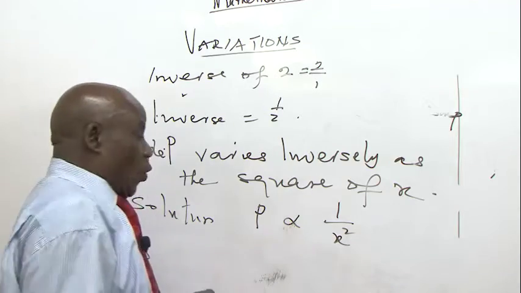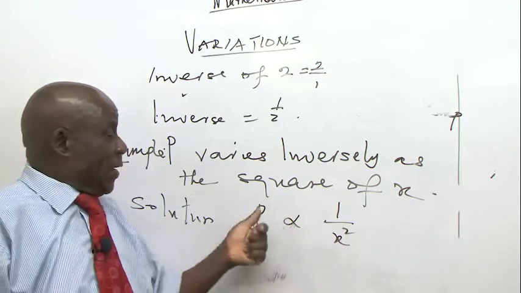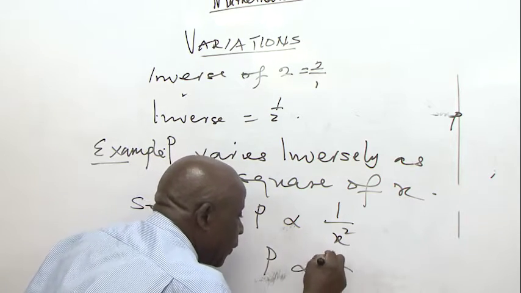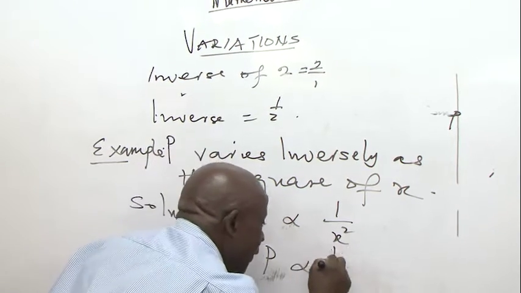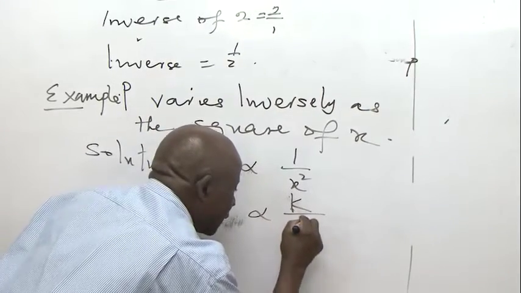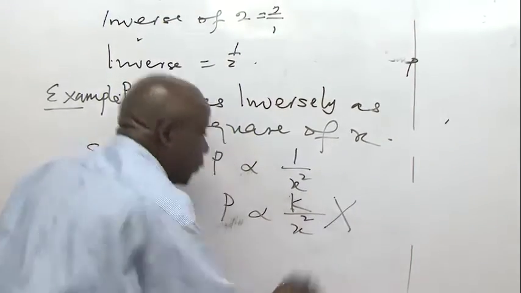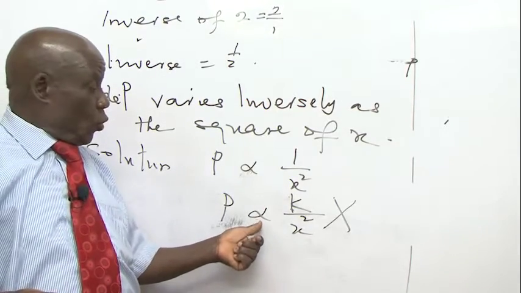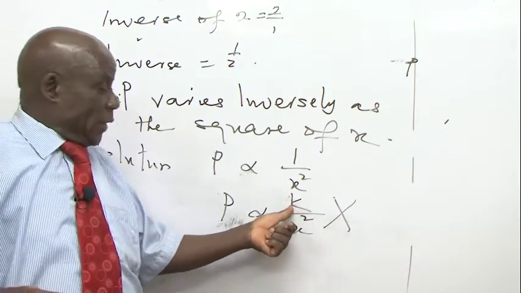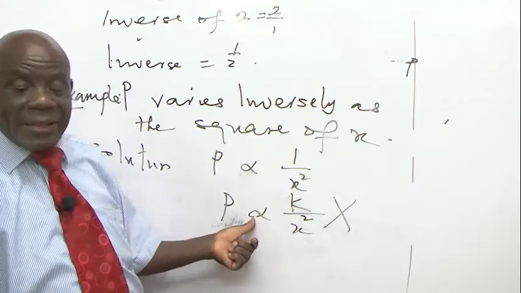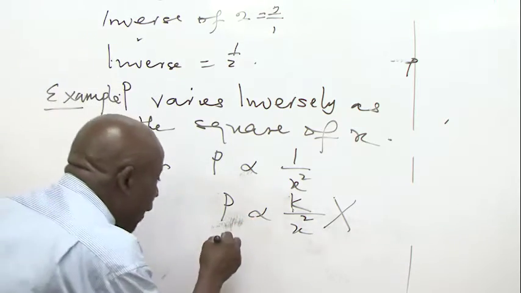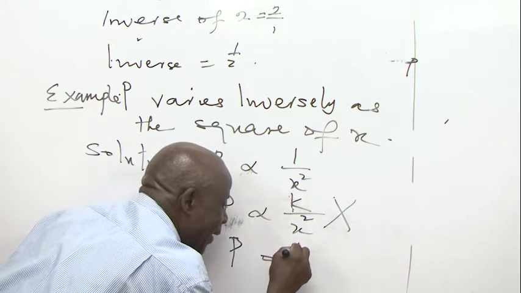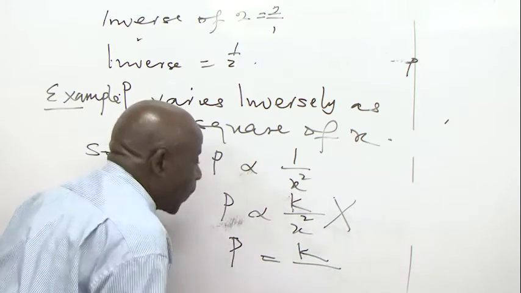So from here, I told you, you can substitute directly. If you say P is proportional to K over x squared, my student, this is wrong. Because of this, I told you to remove this and put this. This one must change to equality. So this one is P equals K over what? X squared.